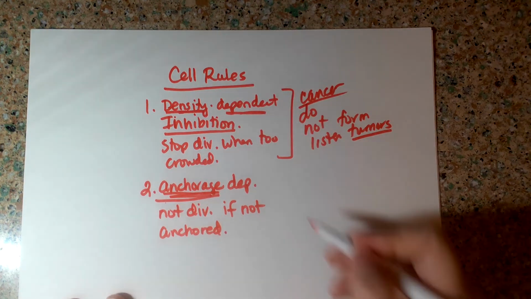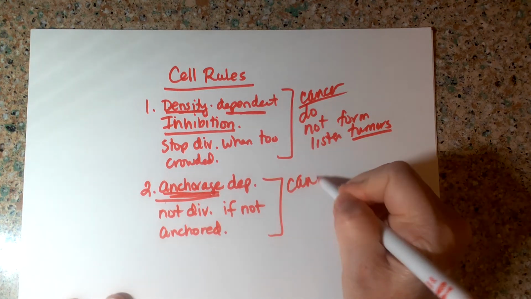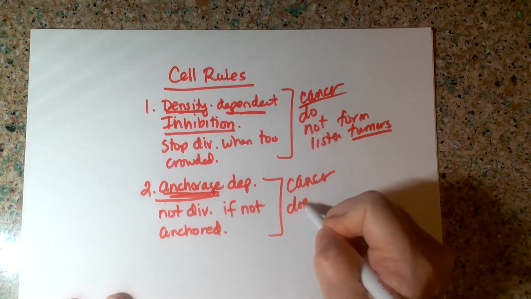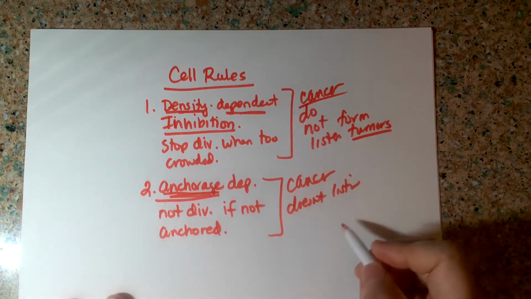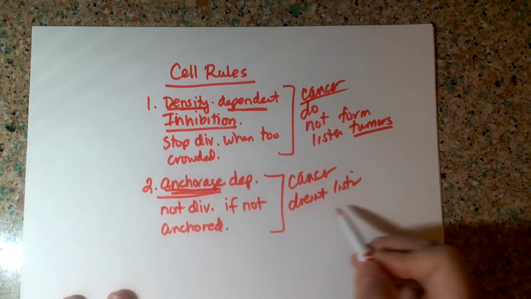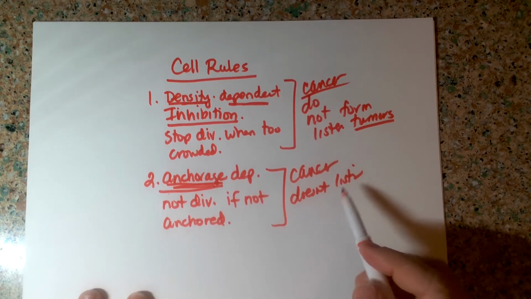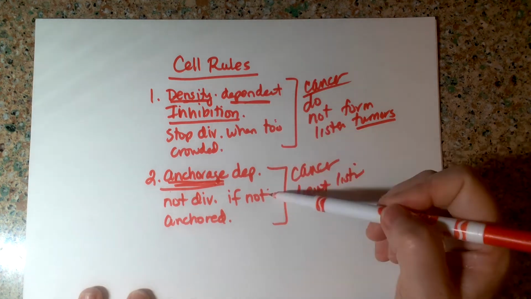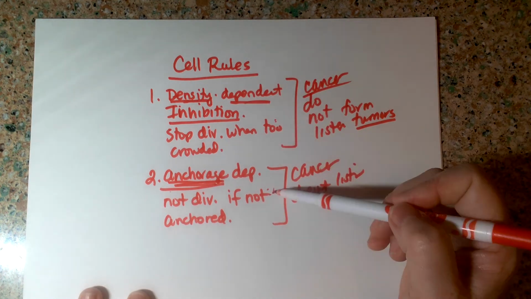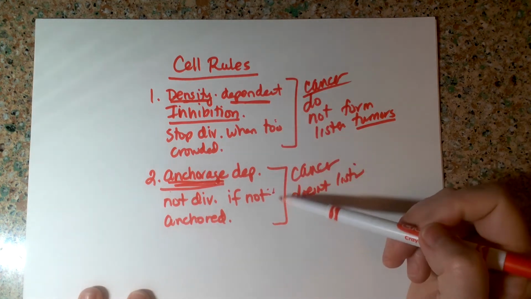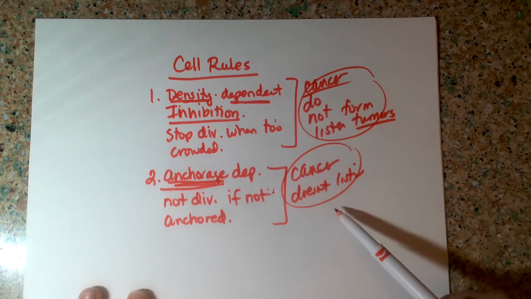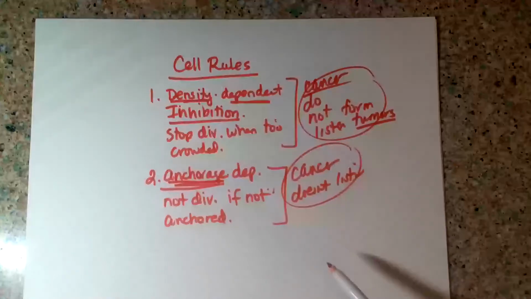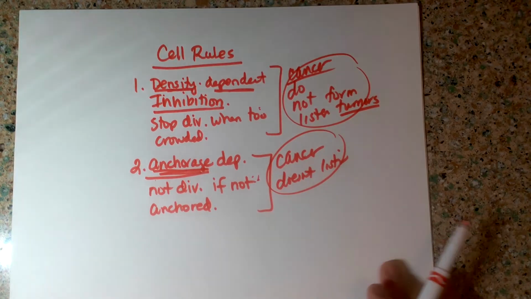Okay, of course, cancer doesn't listen to that. They can flow, they can move, they can do whatever. And so they'll actually divide in the bloodstream and do all kind of things. So once again, these two rules are in place that all your normal healthy cells will follow. But cancer loses the ability to pay attention to these things. And we'll talk about why that is. And it has something to do with the damage that occurs.